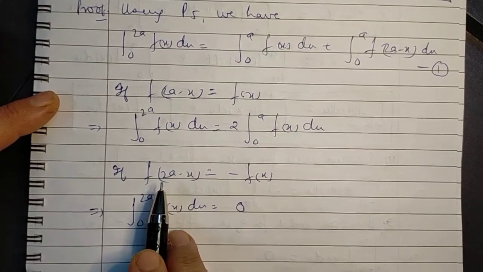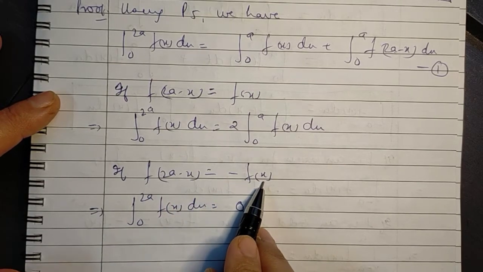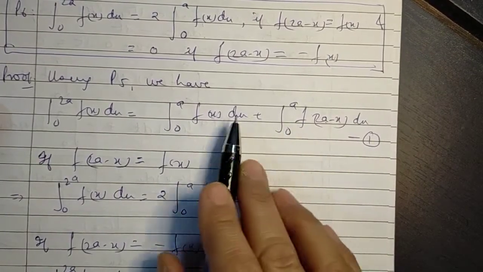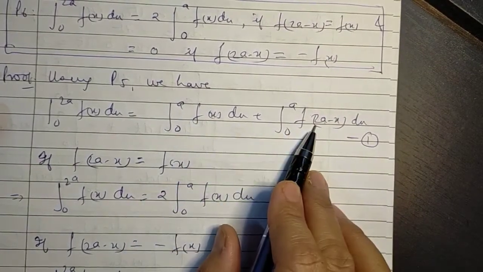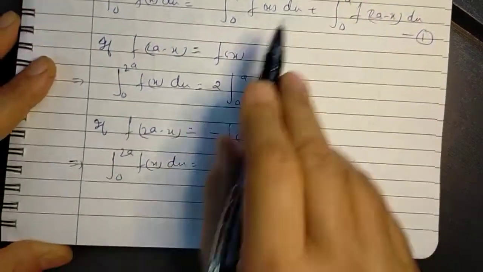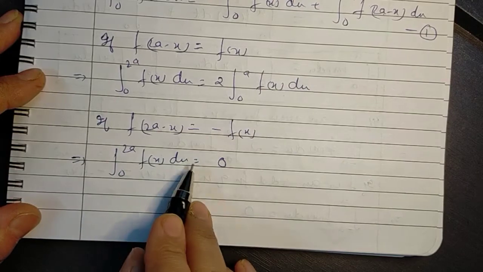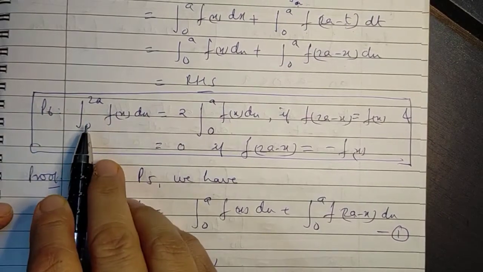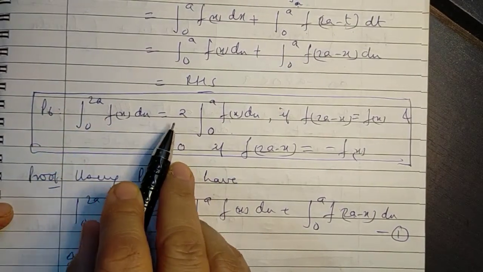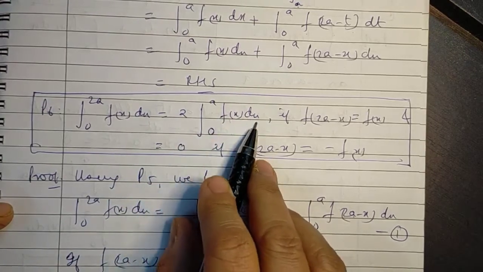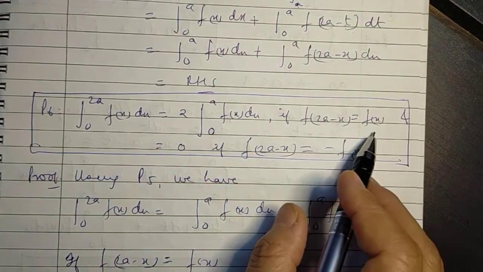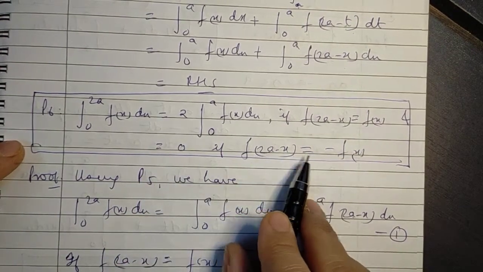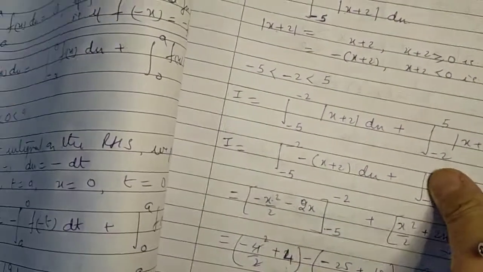Similarly, if we are given that f of 2a minus x is minus of fx, then on the right hand side what do we get? These two are identical integrals, but one is positive, the other one is negative, so they become equal to 0, and so we get 0 to 2a fx dx is equal to 0, and hence we can clearly claim this property, that is integral 0 to 2a fx dx is equal to twice of 0 to a fx dx if f of 2a minus x is equal to fx, and it is equal to 0 if f of 2a minus x is equal to minus fx.